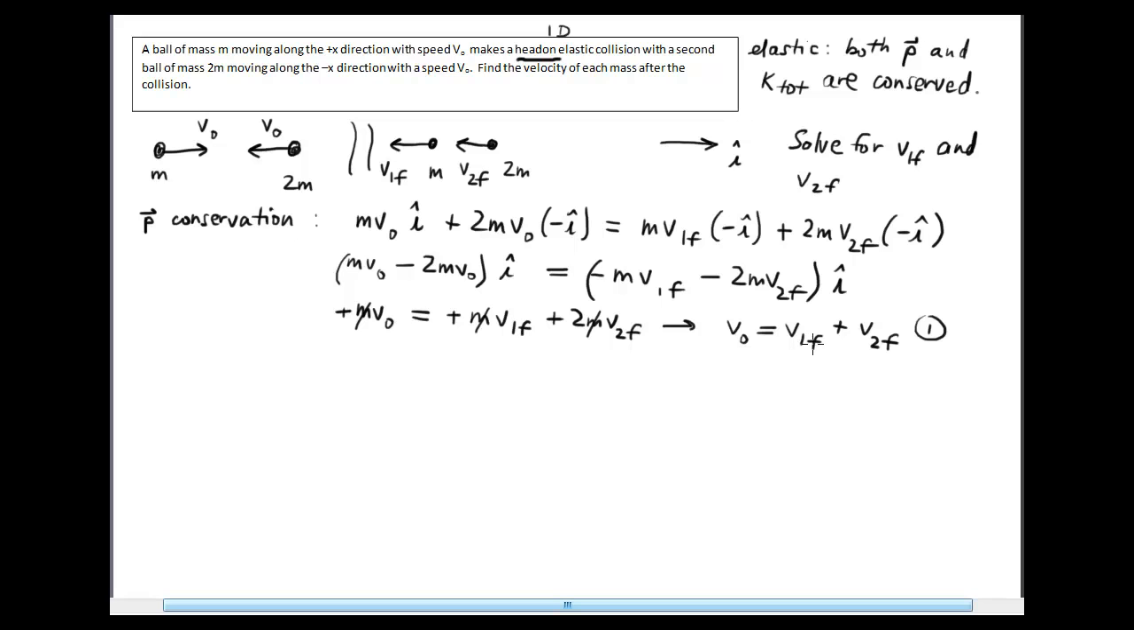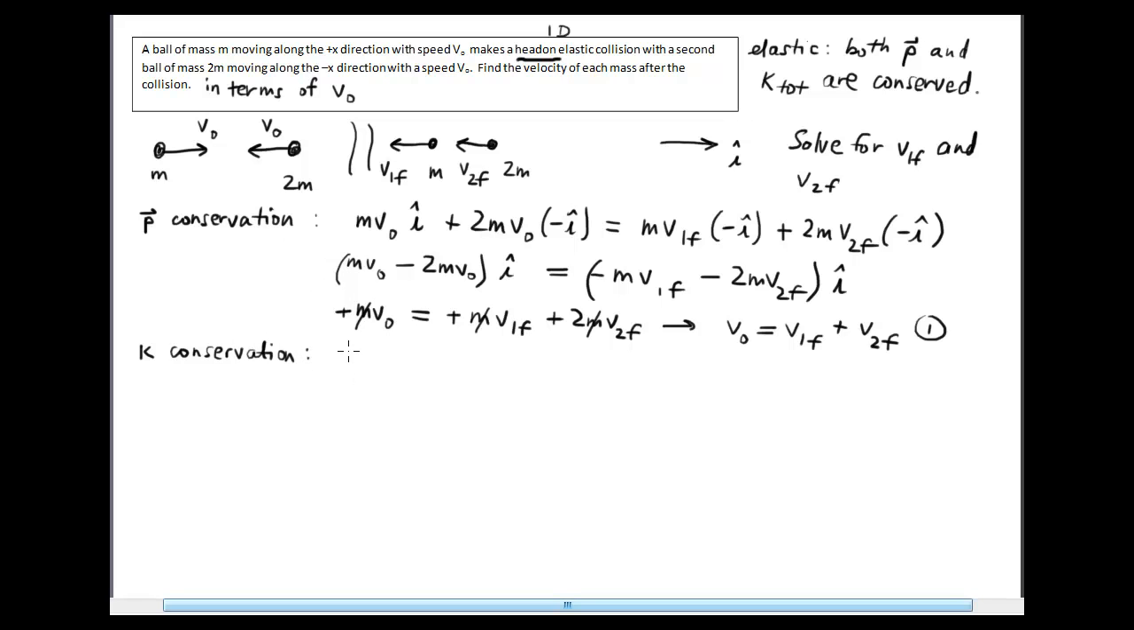I can't use this directly to solve for either one of my unknowns, v1f or v2f, because they're both in that equation. So I need more information. I need one more equation. And let me just remind you that in a problem like this, when we solve for these two unknown velocities, we're going to solve for them in terms of the given quantities, and particularly here in terms of v0. So that's from momentum conservation. Now let's write down what we get from kinetic energy conservation.